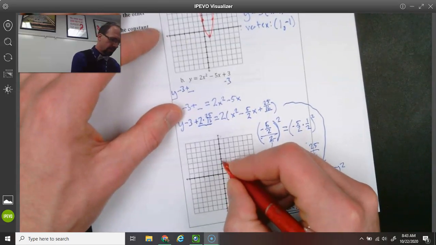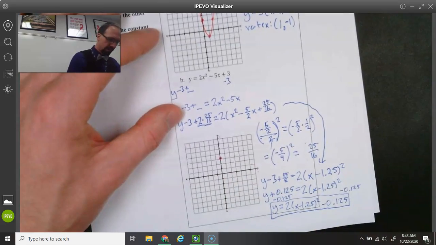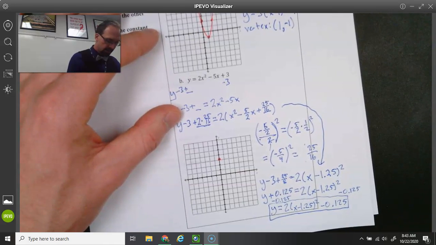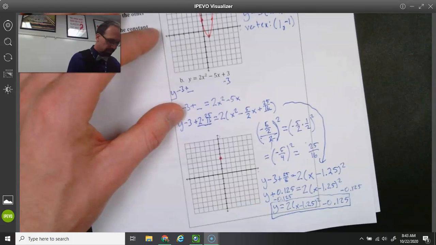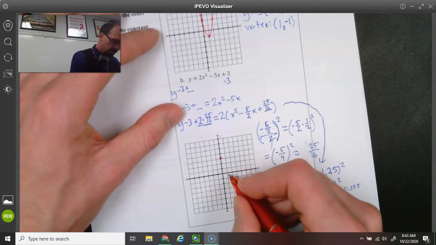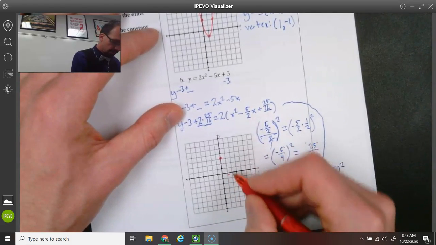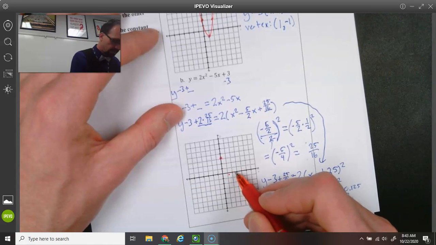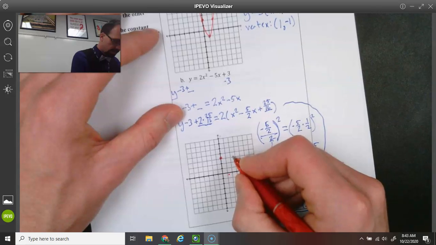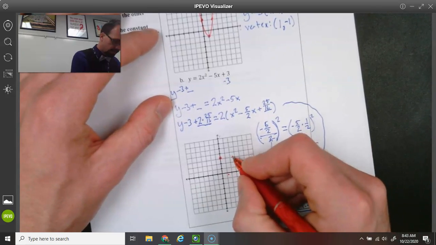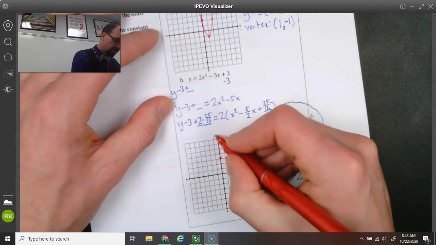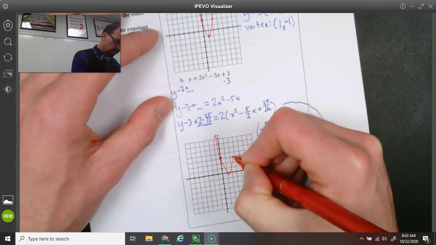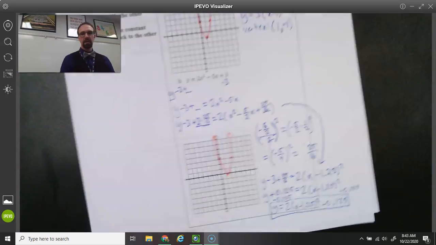So my y-intercept is going to be here. My vertex is going to be at positive 1.25, so a little bit, and then here. And that's going to be my axis of symmetry. So 1 and a bit puts us here. So we're going to have something like this for our quadratic. Other values.